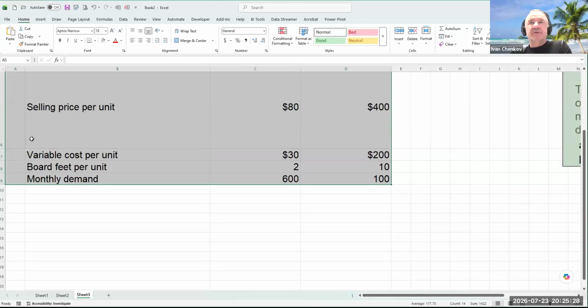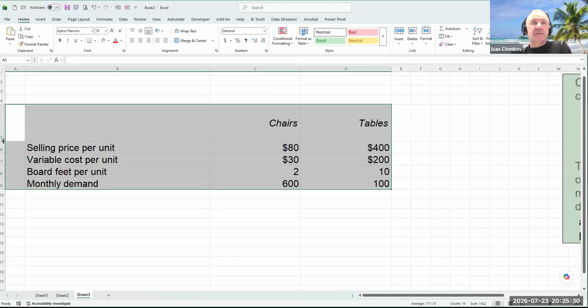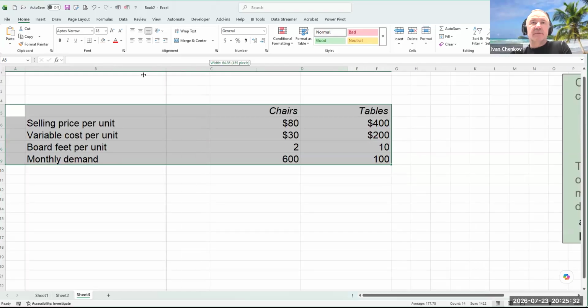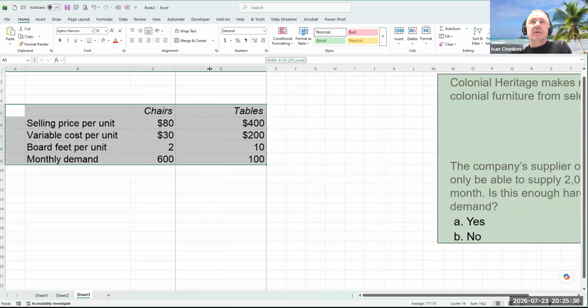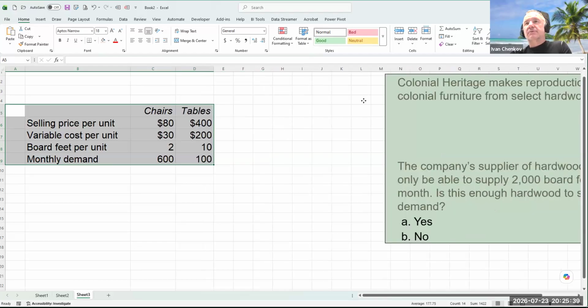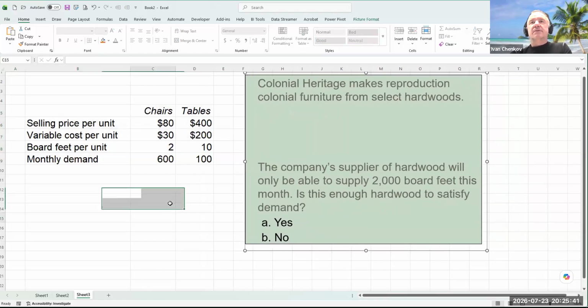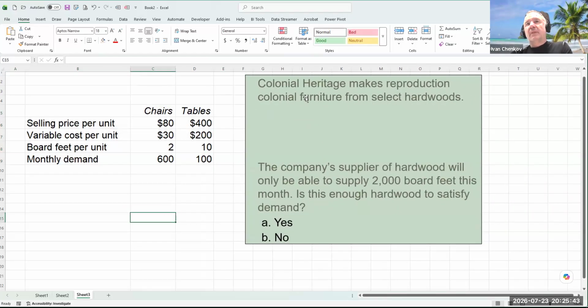Okay, that's our Excel spreadsheet now. And that's the additional information that we have on the side. Let's bring them close to one another and try to use this information. This company makes reproduction colonial furniture from selected hardwood. The company's supplier of hardwood is able to supply only 2,000 board feet this month. Is this going to be enough?